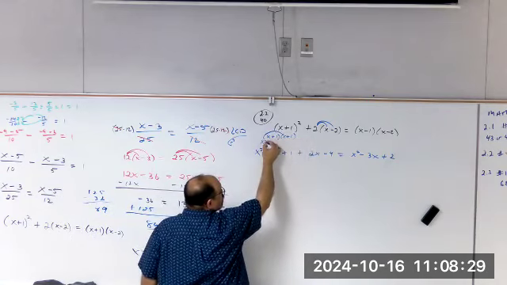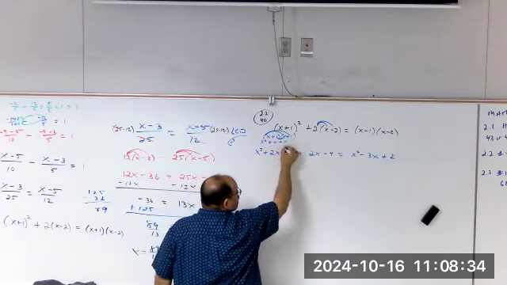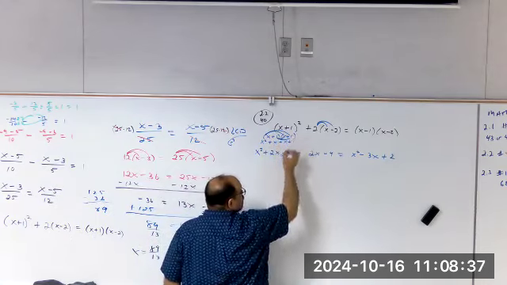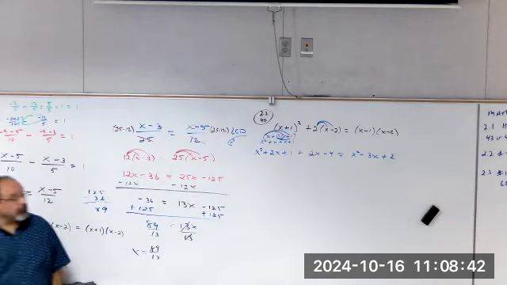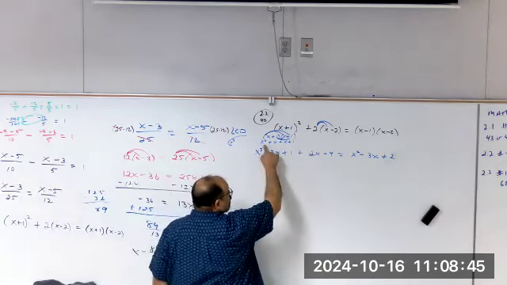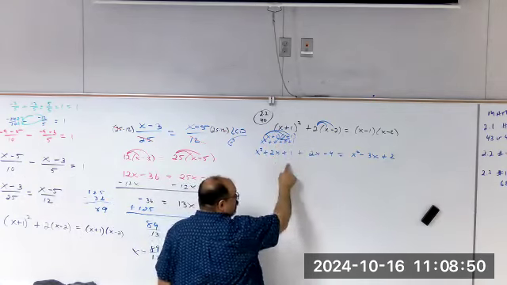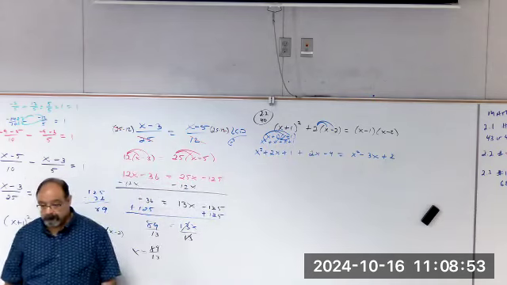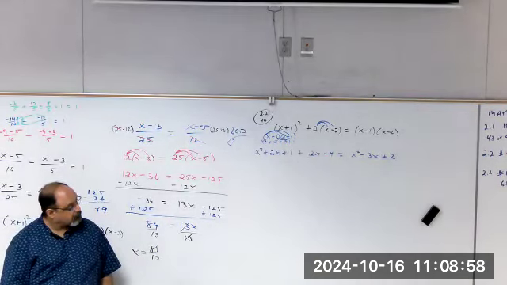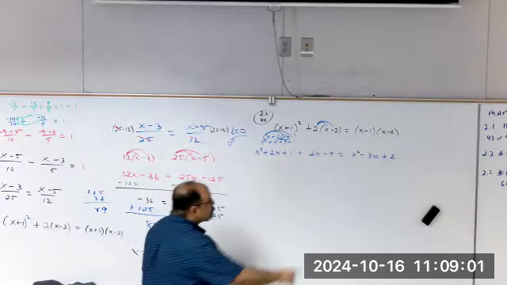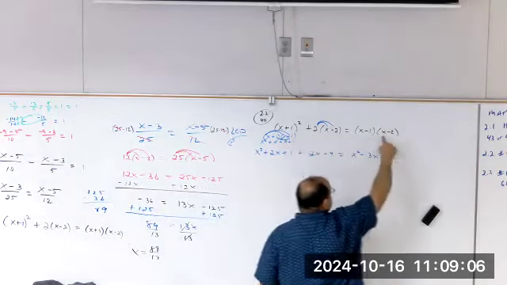X times x is x squared. X times 1 is plus x. 1 times x is another plus x, and then 1 times 1 is 1. And then when you combine these like terms, x squared, 1x plus 1x is 2x in the middle, and then the plus 1. Distribute the 2, 2x minus 4, and then over here it's just distribution.